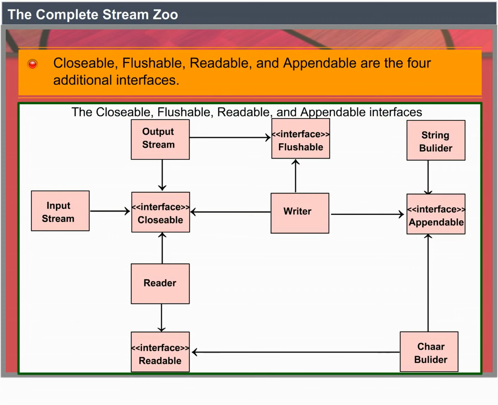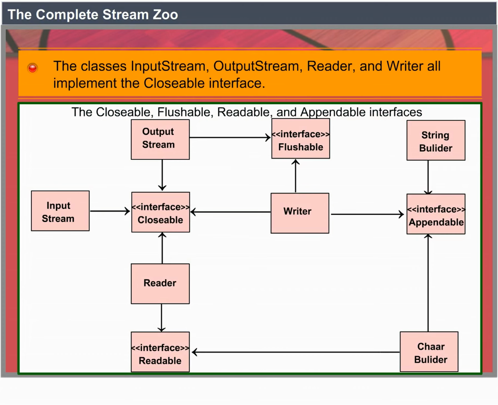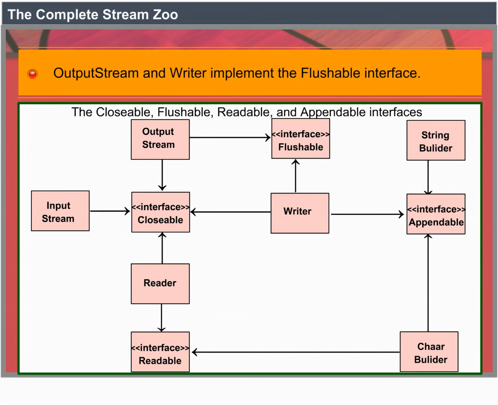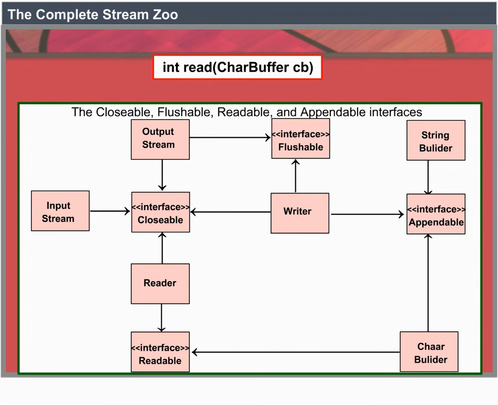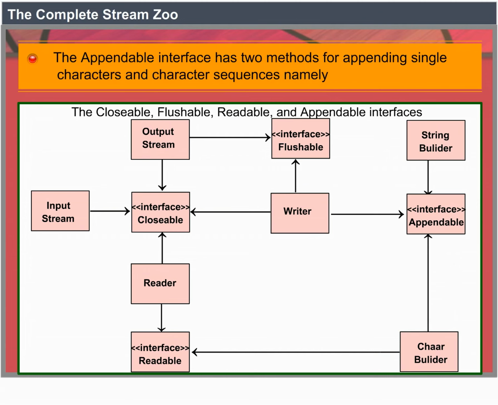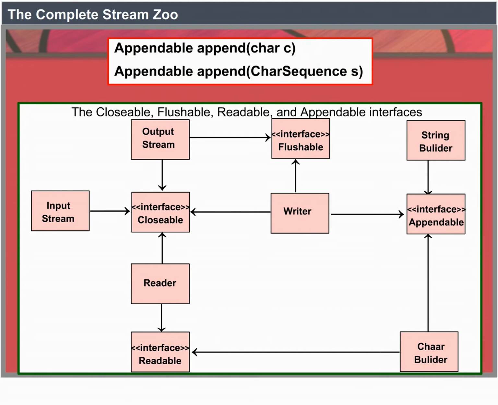Closeable, Flushable, Readable and Appendable are the four additional interfaces. The classes InputStream, OutputStream, Reader and Writer implement the Closeable interface. OutputStream and Writer implement the Flushable interface. The Readable interface has a single method, int read(CharBuffer cb). The Appendable interface has two methods for appending single characters and character sequences, namely Appendable append(char c), Appendable append(CharSequence s).